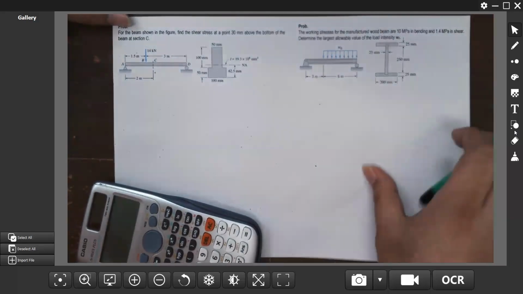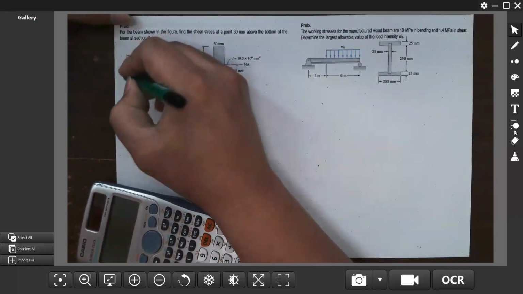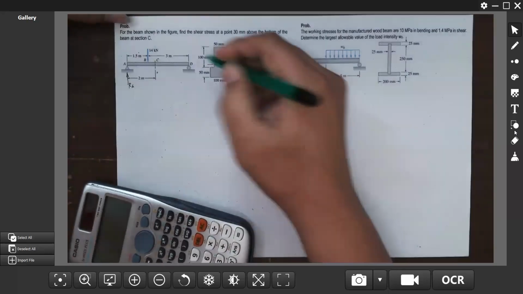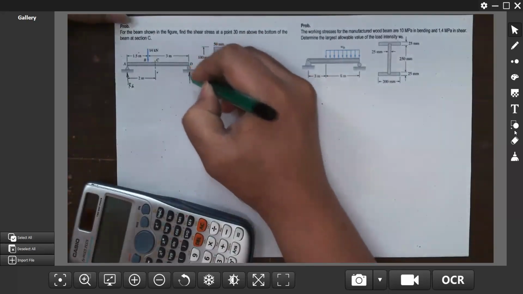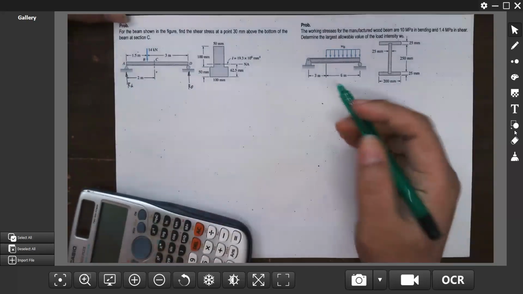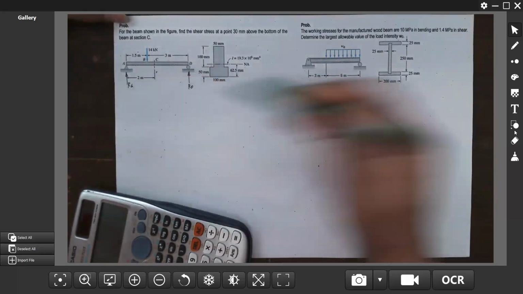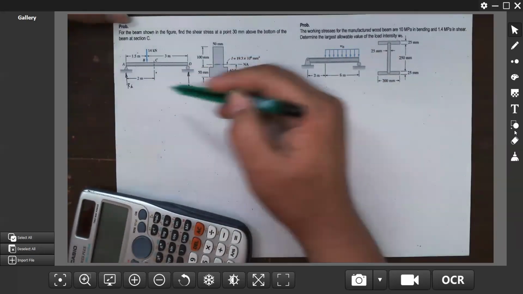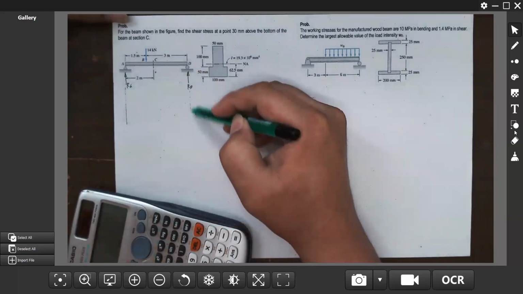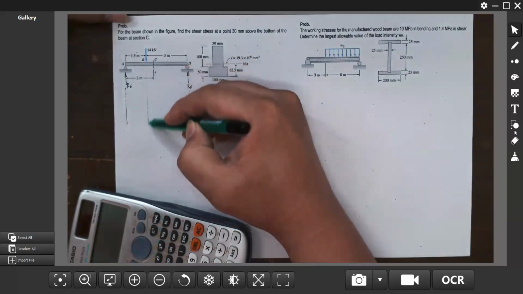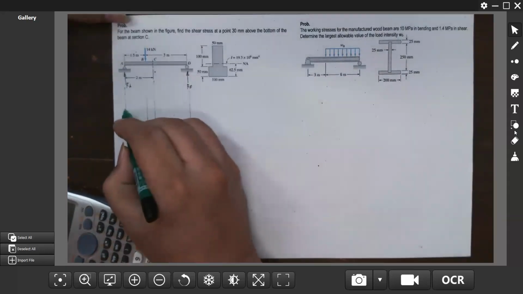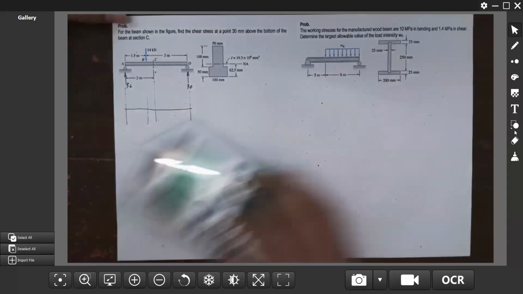So first, we solve for the reactions, RA and also RD. Okay, so the shear diagram, I'll draw it at B and then C.